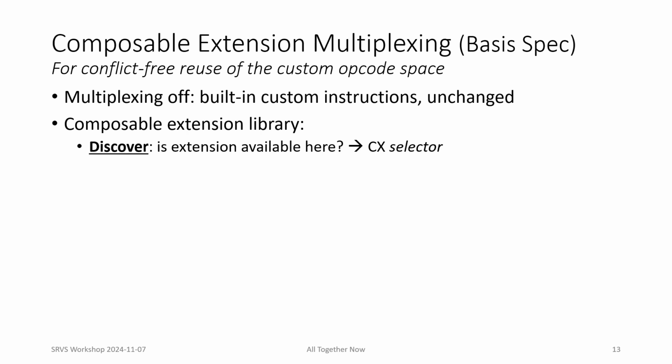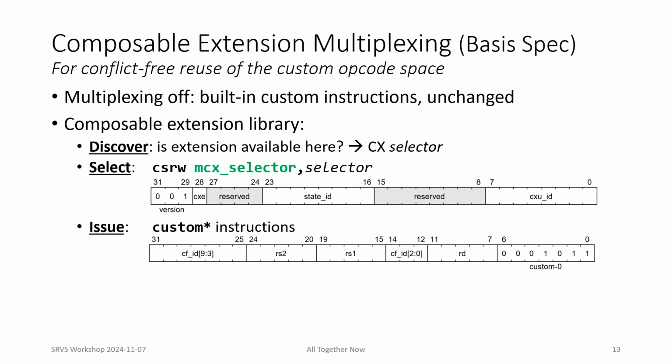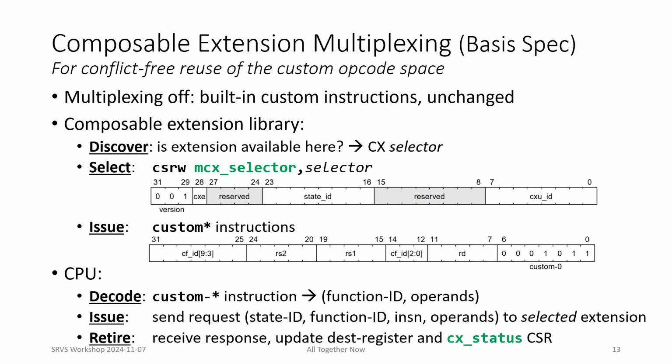Discovery is performed in software in a CX runtime or CX-aware operating system, mapping the extension's universally unique CX ID into a system and hart-specific CX selector value. Writing this value into the selector CSR enables extension multiplexing and selects the hart's current composable extension and the extension's current state context. Then, in response to issuing a custom instruction, the CPU partially decodes the instruction, fetches register operands, and sends an extension request with the current state ID, function ID, instruction, and operands off to the selected extension.